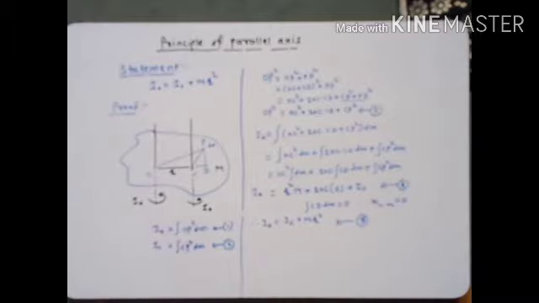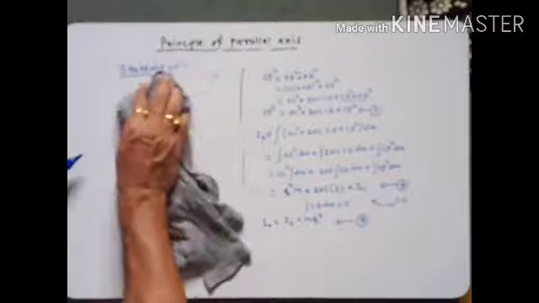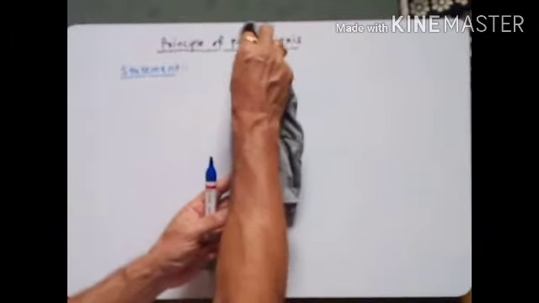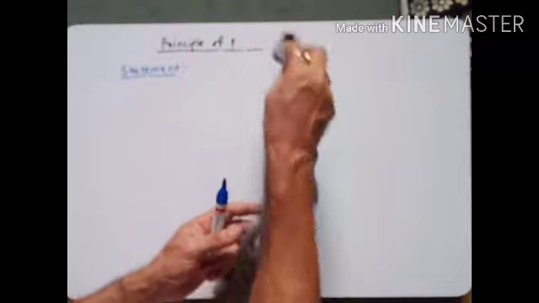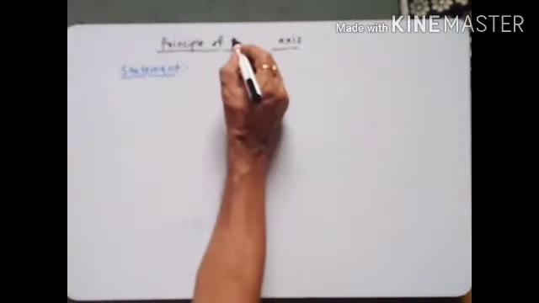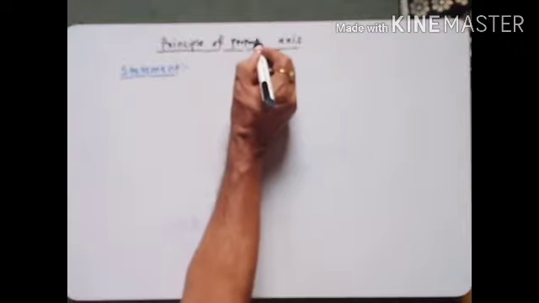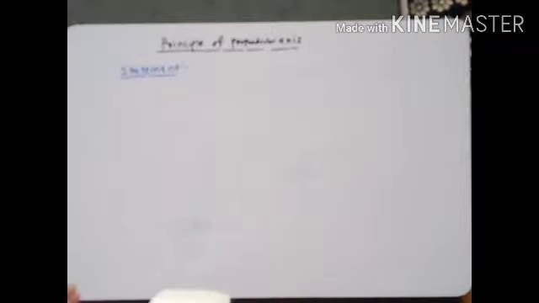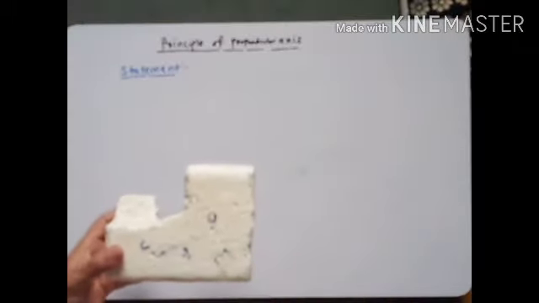Now we will consider next the principle of perpendicular axis. Here, suppose we consider first the statement. Suppose we consider a body that is a plane lamina. Suppose you consider only this plane lamina.